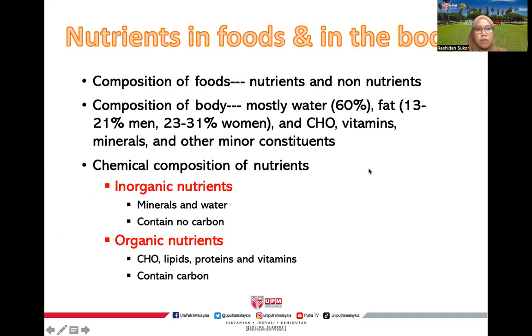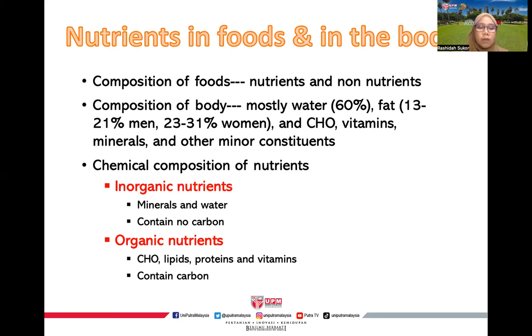Okay, so nutrients in food and in the body. The composition of food is nutrient and also non-nutrient. Like I mentioned before, the composition of the body: in our body, about 60% is water, and about 13 to 25% is fat for men, and for women we have more fat, about 23 to 31%, and then carbohydrates, vitamins, minerals, and other minor constituents.